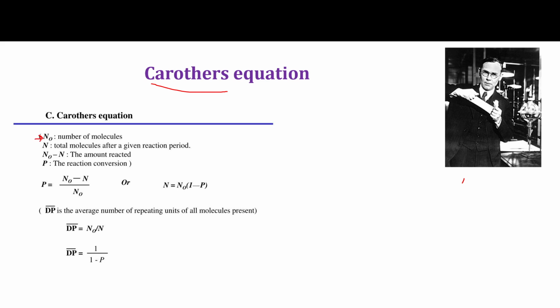Let n0 be the initial total number of molecules, and n be the total number of molecules after a given reaction period. Earlier we took the total number of molecules as n0, and in between, some number has reacted. For example, if we take 10 molecules initially and after the reaction period there are 2 molecules, how many molecules have reacted? 10 minus 2, so 8 molecules have reacted.